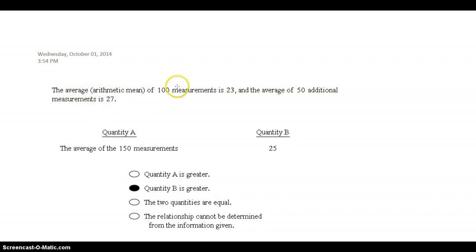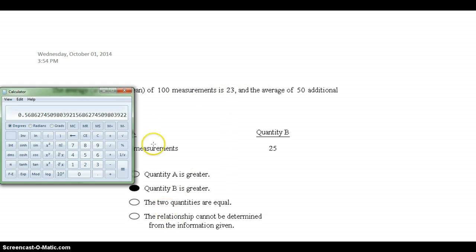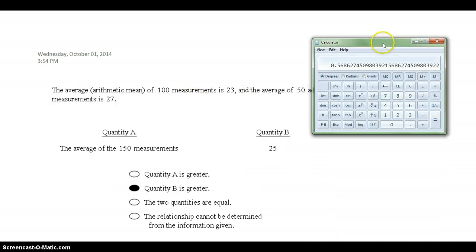So here we have the average of 100 measurements is 23, which means that the sum of those would be 23 times 100, or 2,300. And then we have the average of 50 extra ones is 27. So 50 times 27 would be 1,350. And you could add that to these 2,300. Let's go ahead and do that.